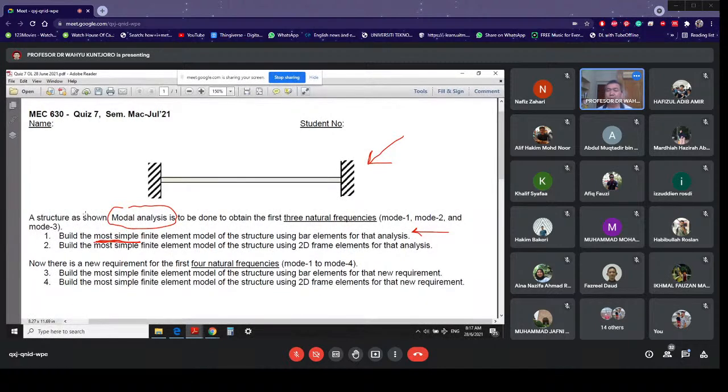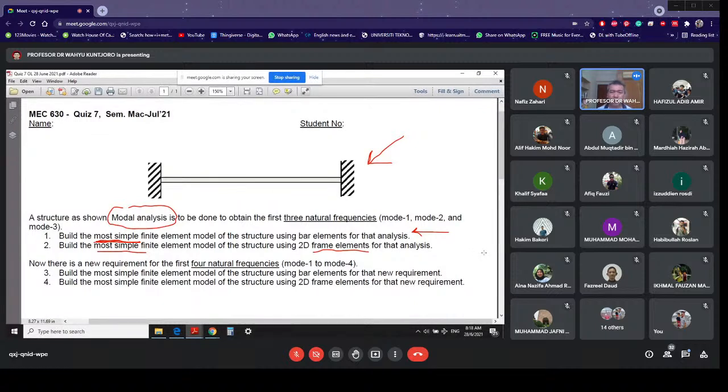For question number two, similar, but now you are going to build the finite element model not using bar, but using frame. Question number one is bar. Question number two is frame. The same objective, but a different element that you are going to use. Again, you are going to build the most simple finite element model. If you understand what I explained last week, then you can answer. If you don't, then you cannot answer. So those are the first two questions.